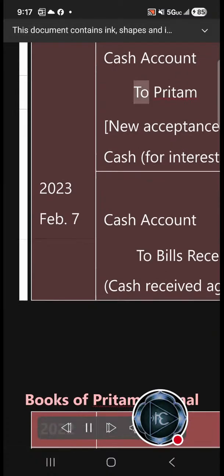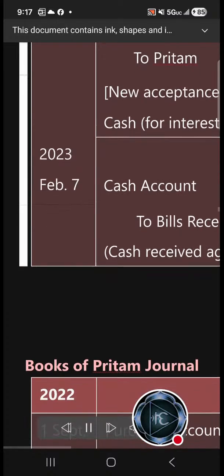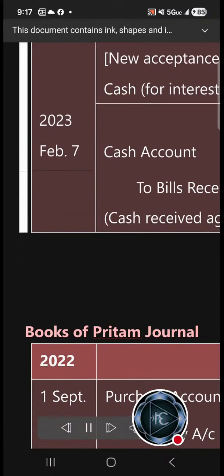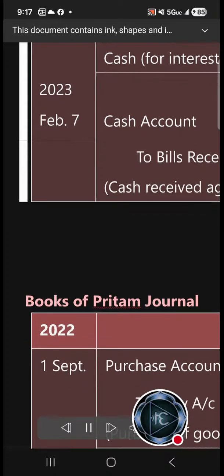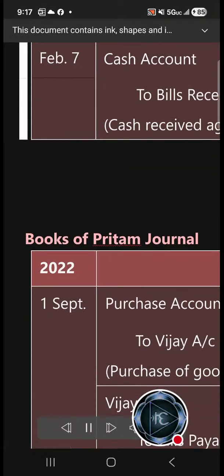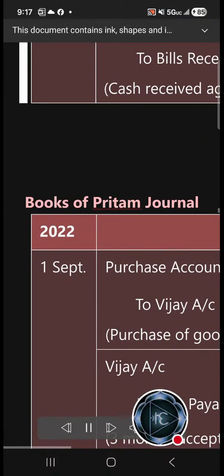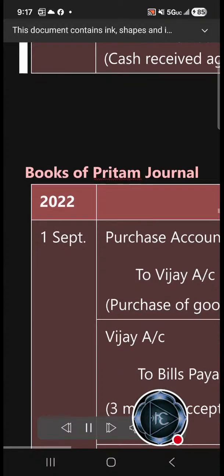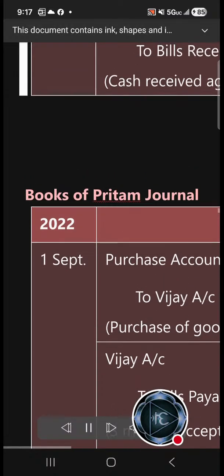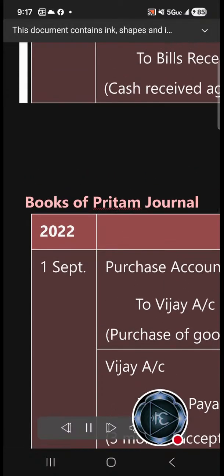1,590. To Freedom. 107,590. 2023. February 7th. New acceptance for 2 months for 106,000 and cash for interest received from Freedom. 106,000. Cash account. Doctor. To bills receivable account. Cash received against Freedom's second acceptance. 106,000.